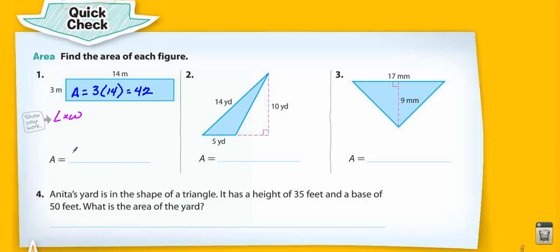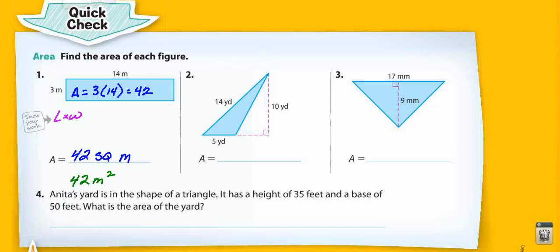And whenever we show area, we show it in square units. So I have 2 ways I can write it. I can write it as 42 square meters, since this is in meters, or I can write it as 42 meters squared. Both of those mean the same thing. Those both indicate the same answer.